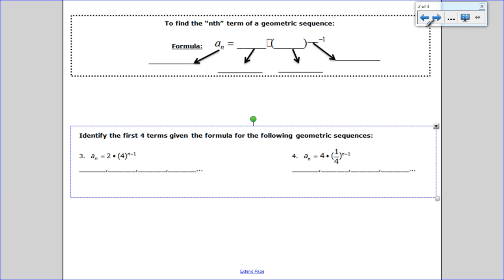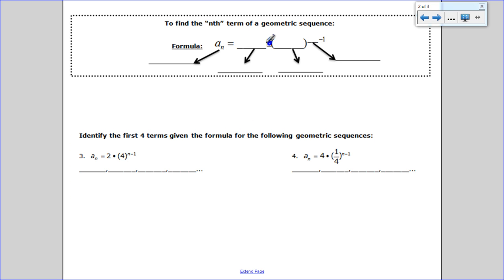So let's practice a few more. To find the nth term of a geometric sequence, we have this formula, and we didn't fill it in. It looks different than the one you did for arithmetic, and it's all blank, so we have to fill in our blanks. First of all, this big square should be a multiplication sign. I don't know why it's not a dot. It came out a square and it should be a dot.